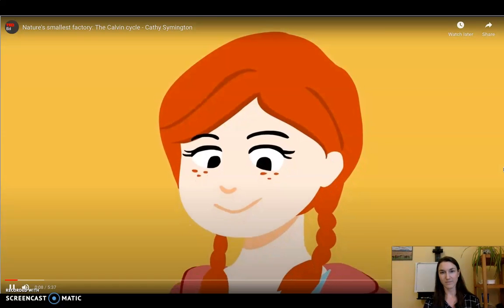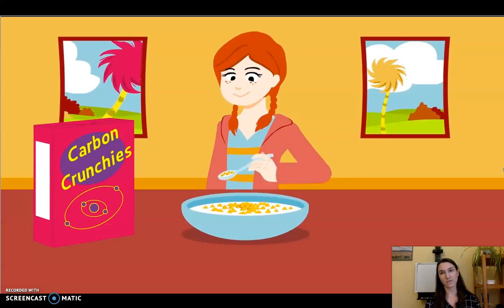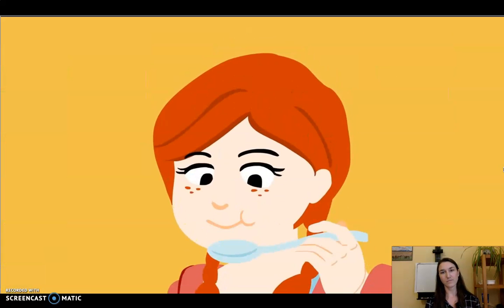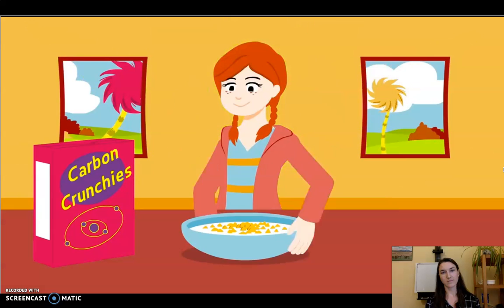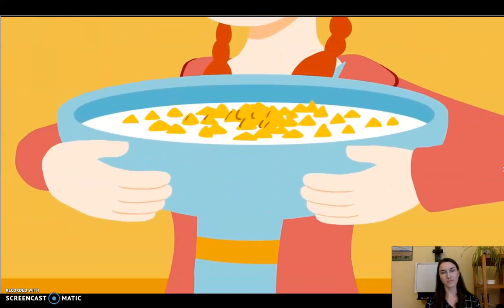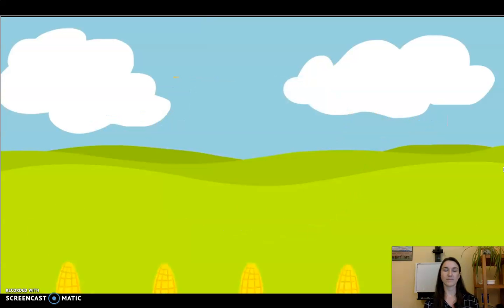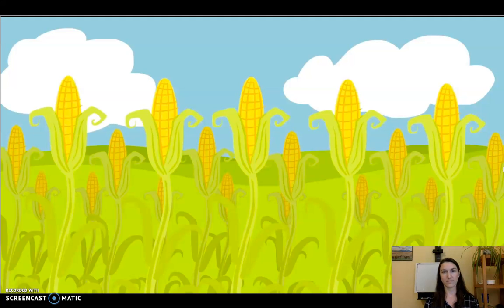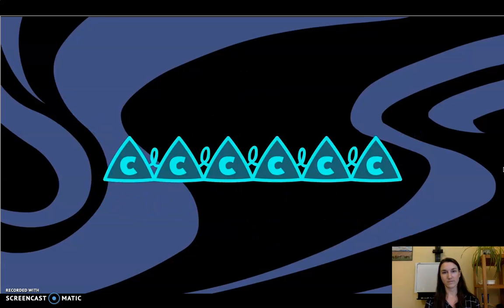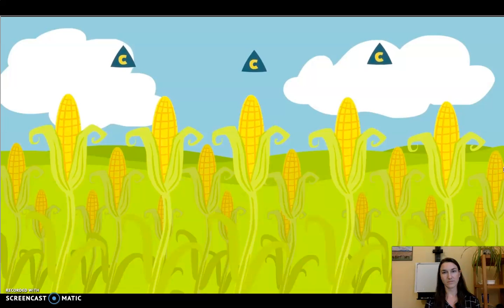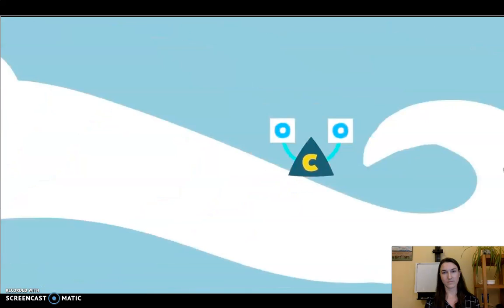You're facing a giant bowl of energy-packed carbon crunchies. 1 spoonful, 2, 3. Soon, you're powered up by the energy surge that comes from your meal. But how did that energy get into your bowl? Energy exists in the form of sugars made by the plant your cereal came from, like wheat or corn. As you can see, carbon is the chemical backbone, and plants get their fix of it in the form of carbon dioxide, CO2, from the air that we all breathe.